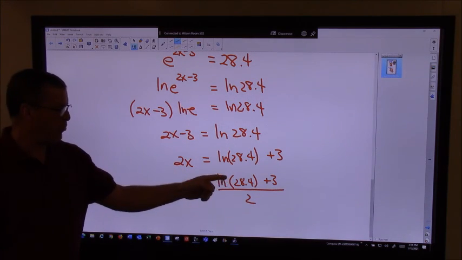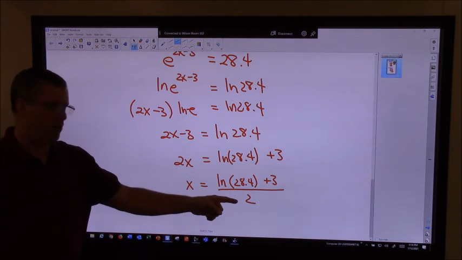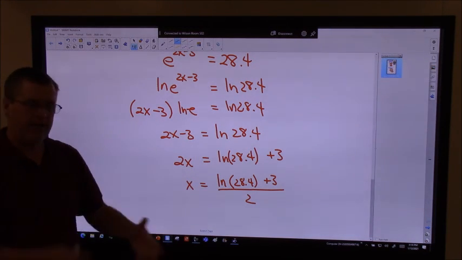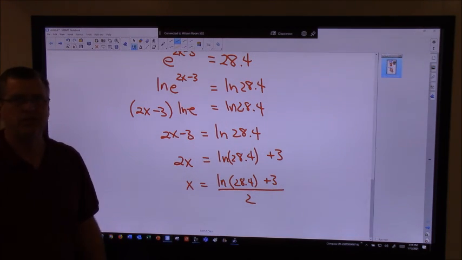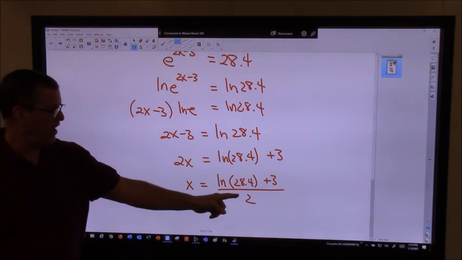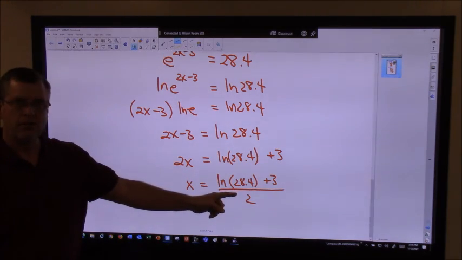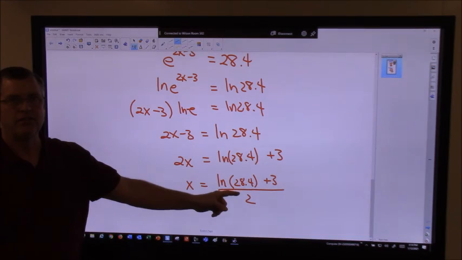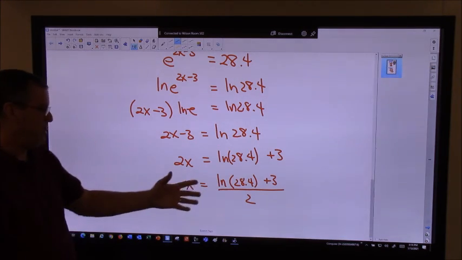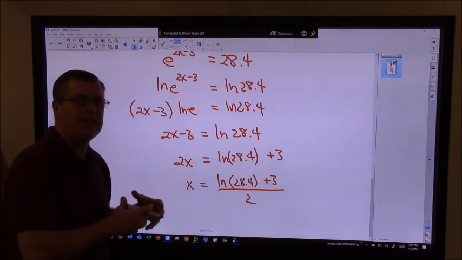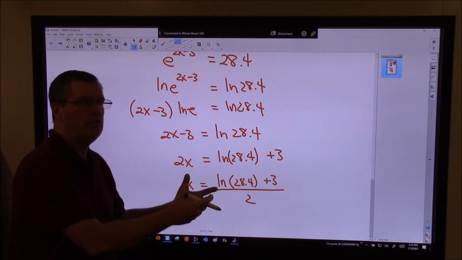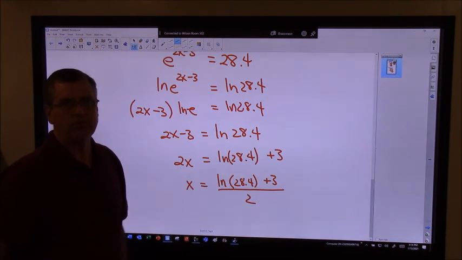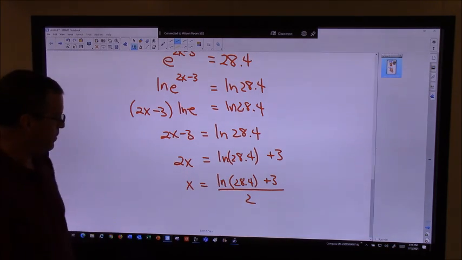The reason I'm waiting till the very end to hit the calculator buttons is because then I don't have to keep track of this decimal number. And I'm not worried about it being off because I haven't rounded anything yet, right? People always say in math, keep things as exact as possible for as long as possible. That's what I'm trying to do here.